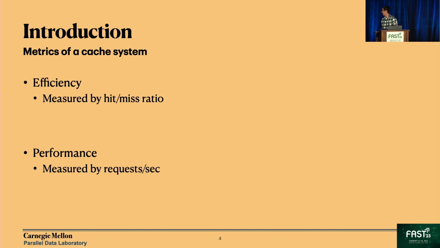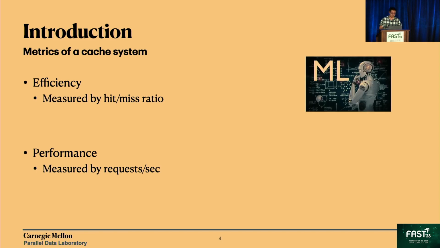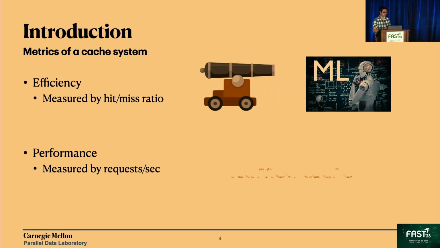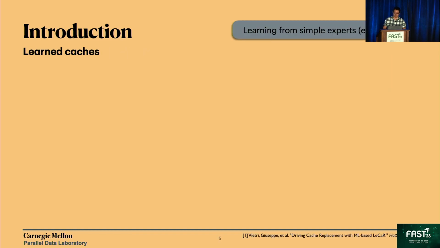Historically, cache is fast, so we focus more on the efficiency. With the advancement of machine learning, these days, increasingly more work tries to use machine learning to improve the efficiency of caching. And we call these caches learned caches. We categorize existing learned cache into three categories. The first one is called learning from simple expert.